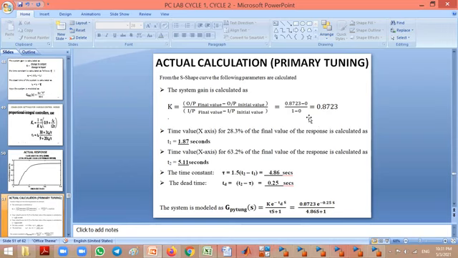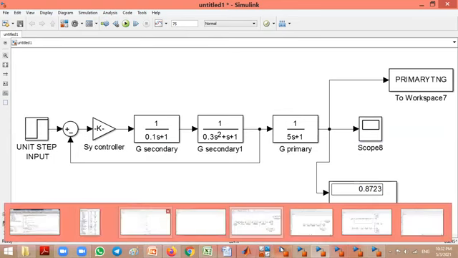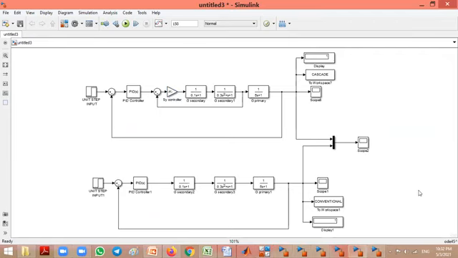Now I think you can understand why we are getting this, because here we have a closed loop, and because of that the value is getting changed. So now you find the primary control tuning and you implement the cascade control.